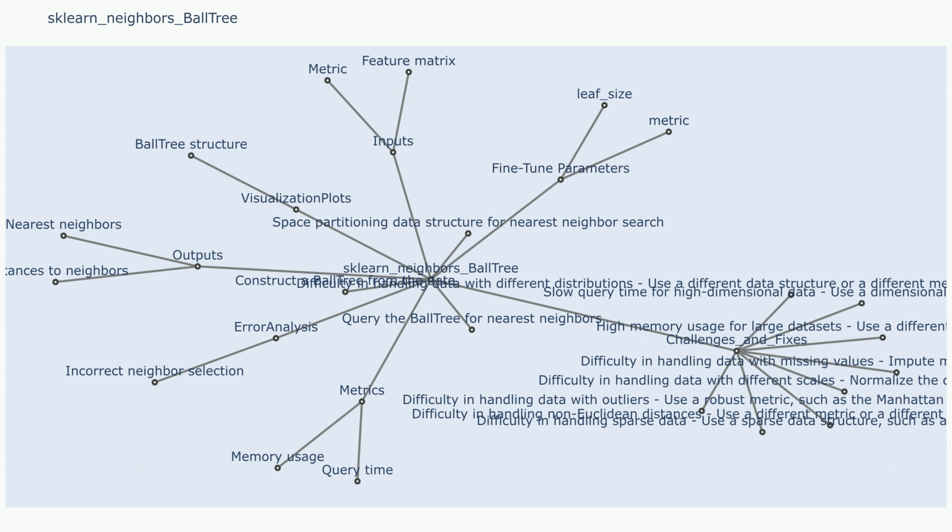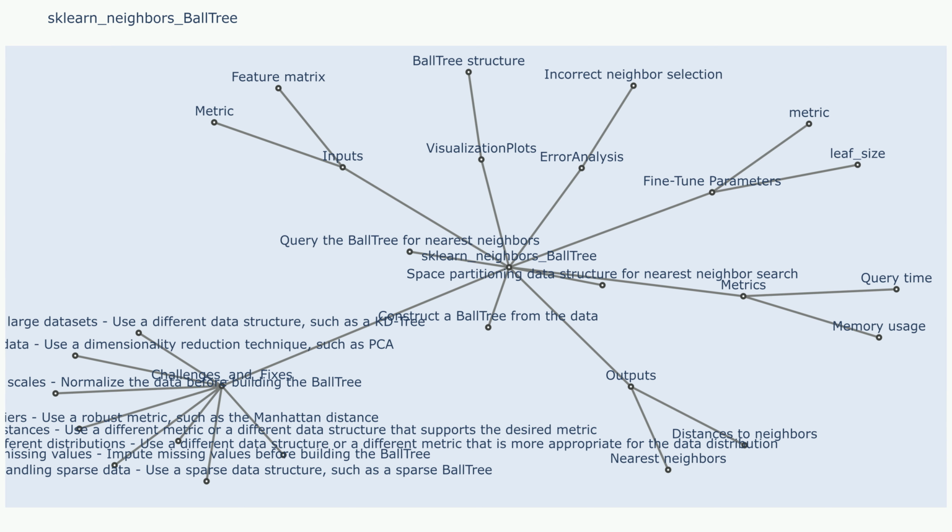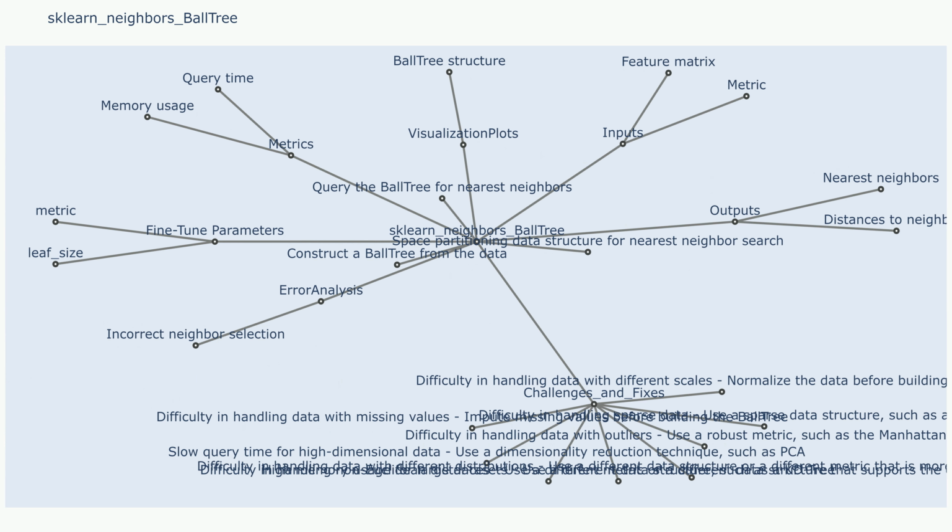Fine-tune parameters: leaf size: the maximum number of points allowed in a leaf node. Smaller leaf sizes can lead to more accurate results but may increase construction time. Metric params: additional parameters to pass to the distance metric function. Uncertainty methods: nearest neighbor distance: the distance to the nearest neighbor can provide an indication of uncertainty in the prediction. A larger distance suggests greater uncertainty.